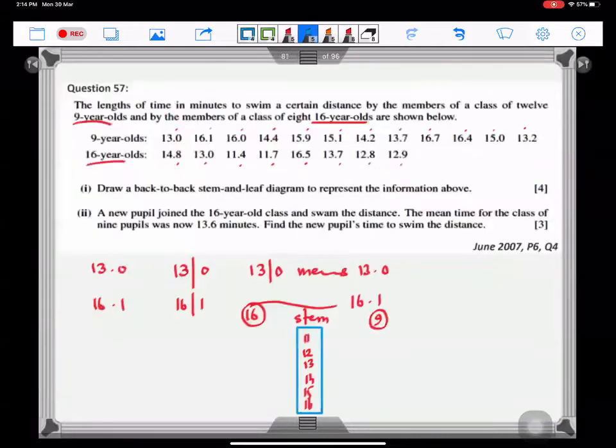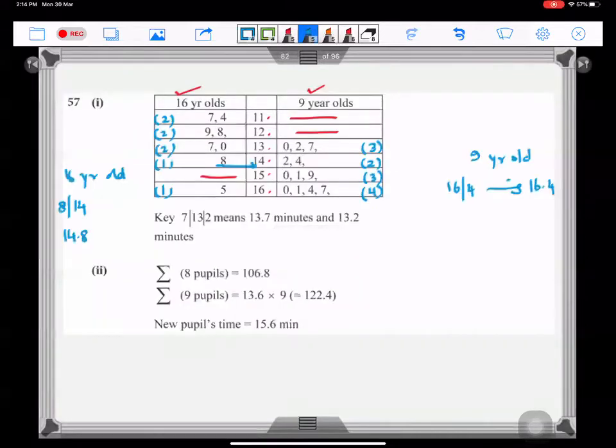It's asking, a new person joined the 16-year-old class and swam the distance. The mean time for the class of 9 people was now 13.6. Find the new person's time. That's too easy. That's too easy. We know that the sum of 8 people is 106.8.